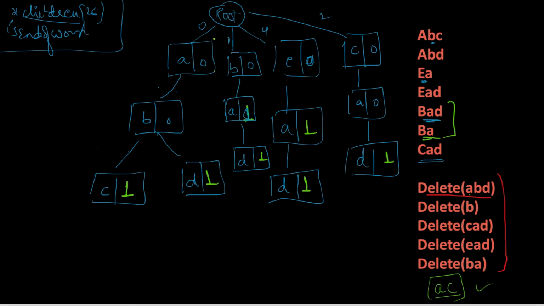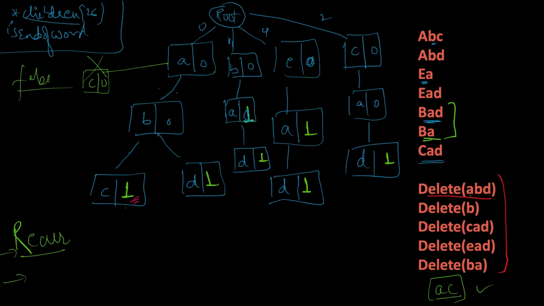So from the root node, does a node at index A exist? It exists. Then we further check whether root at index C exists. No, it actually does not exist. So if it does not exist, we'll return false here. Let's take it one by one. Say we want to delete ABD.